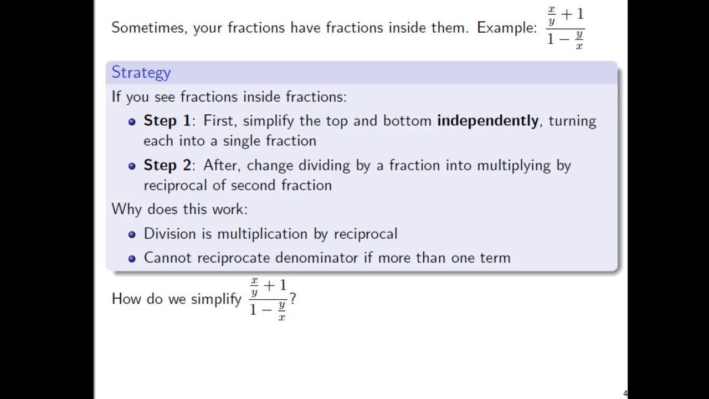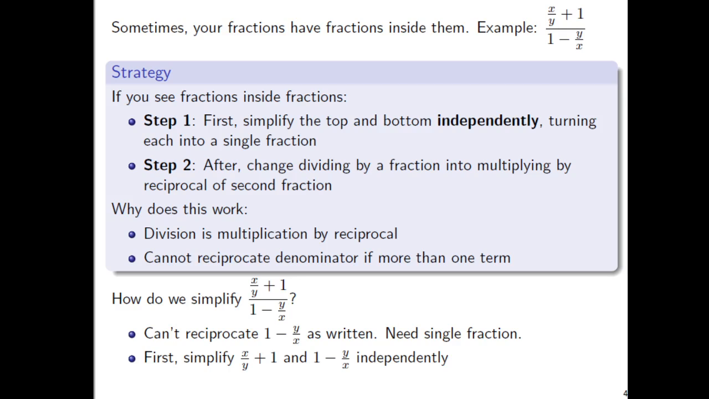So how do we simplify this fraction we were given here, a fraction with fractions inside? You can't reciprocate 1 minus y over x as written. We need to turn that into a single fraction. That's why we are going to first, as step 1 says, simplify the numerator, x over y plus 1, and the denominator, 1 minus y over x, independently.